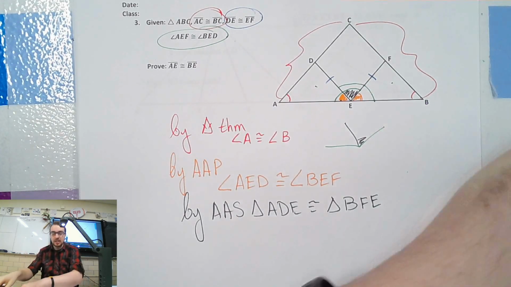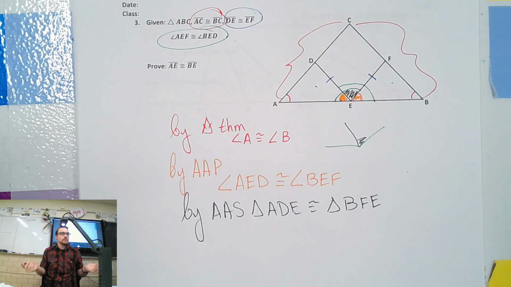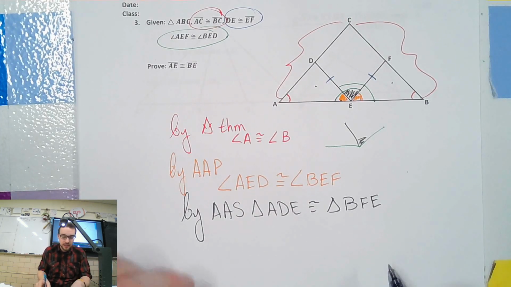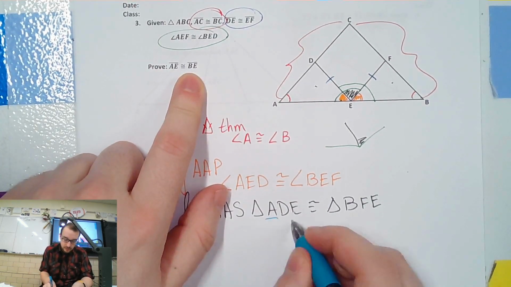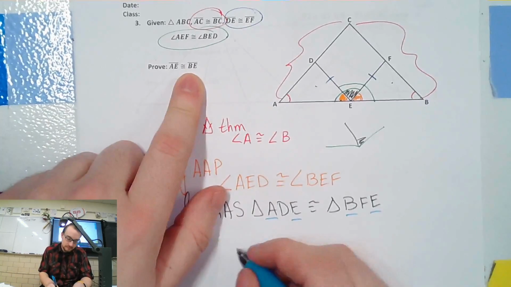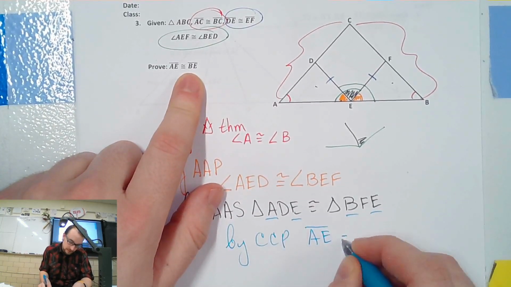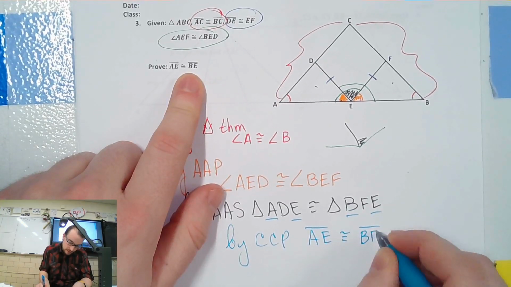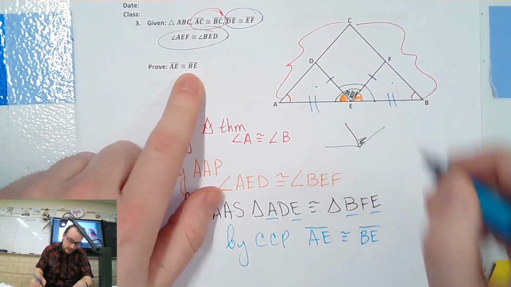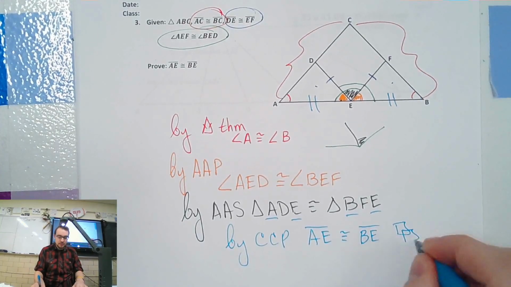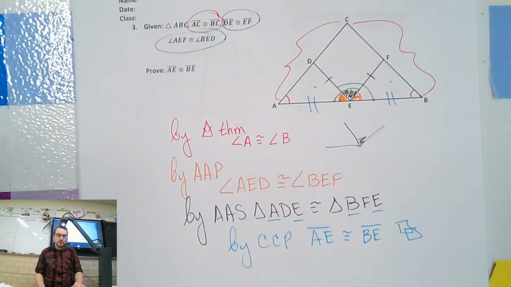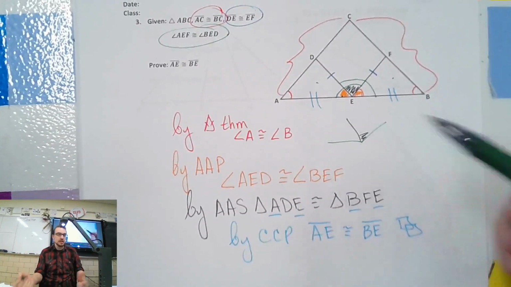Now if the triangles are the same, their parts are the same, right? Question is which ones? The corresponding ones, right? I want AE and BE, first and third. Yep, I can do it. Segment. And I win. Because that's what they wanted. If they said prove that E is the midpoint, then I say by definition, E is now a midpoint, right?